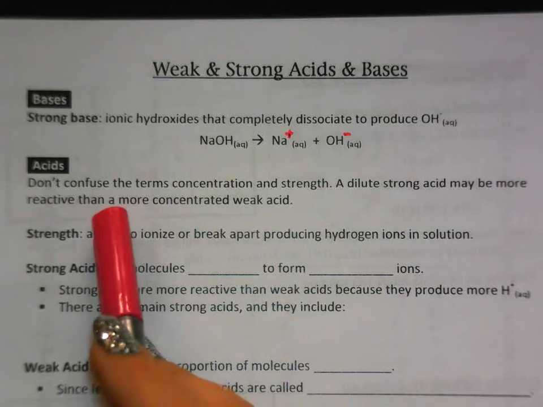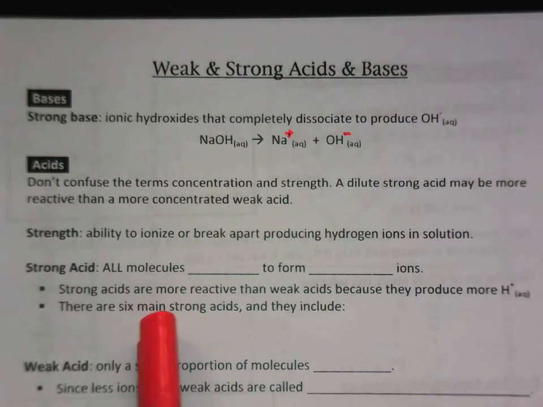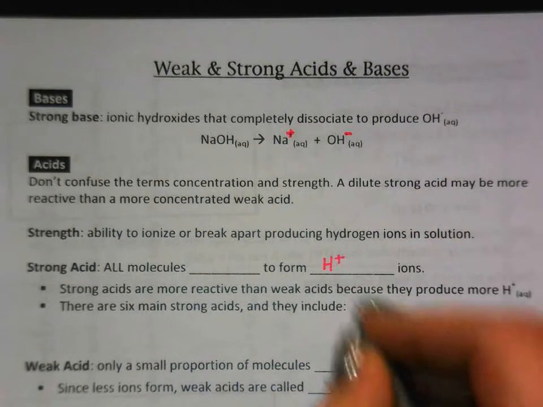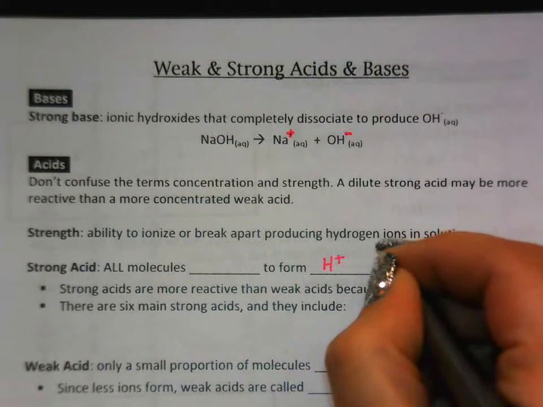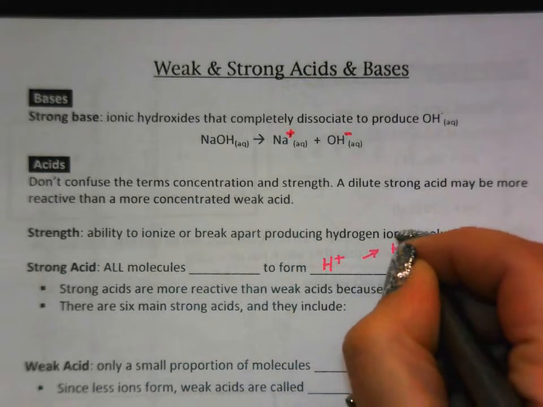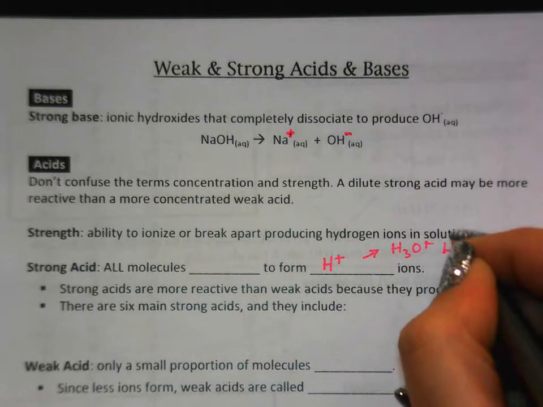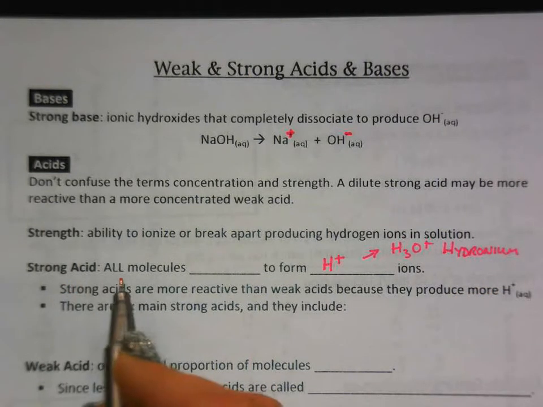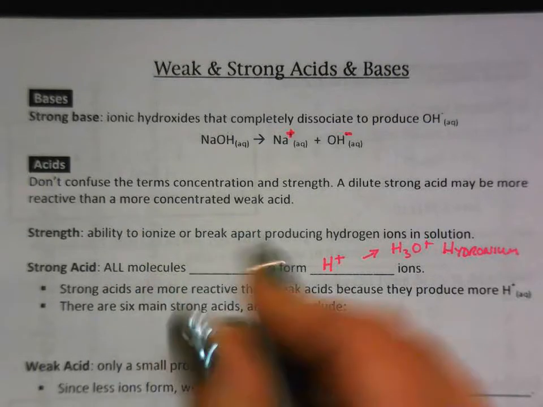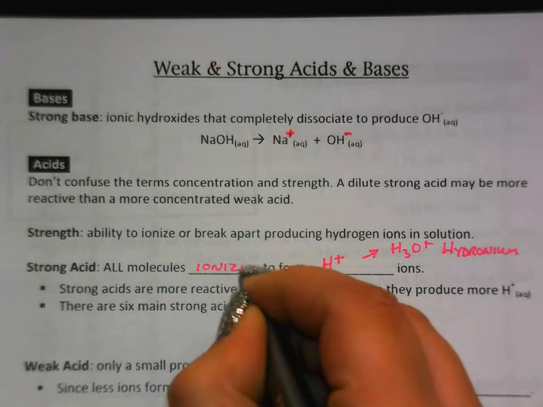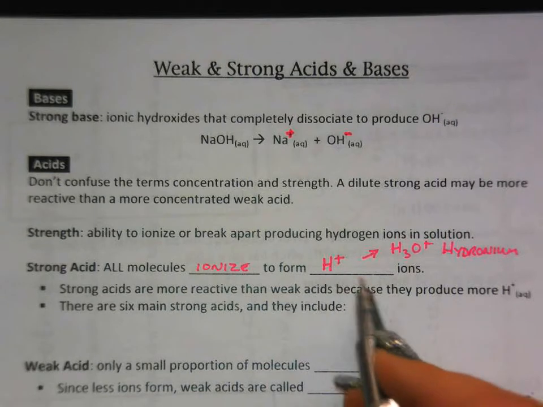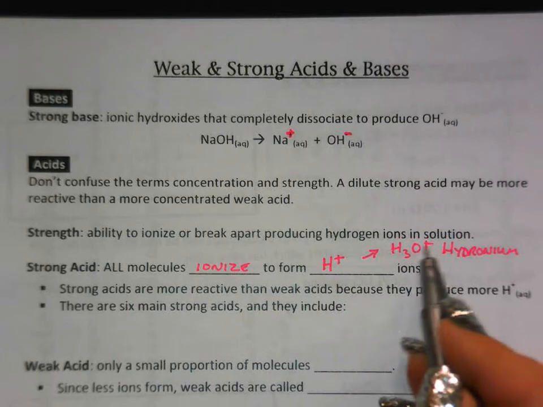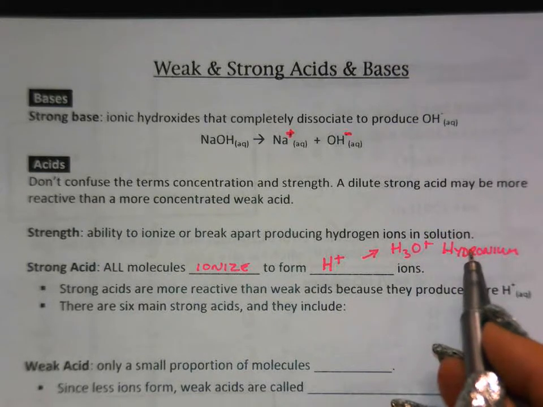An acid is something that dissociates to produce hydrogen ions. Really, this hydrogen ion is going to combine with a molecule of water and make H3O plus, the hydronium ion. But a strong acid is one where all molecules will ionize to form H plus hydrogen ions, and those hydrogen ions will go on to connect with a water molecule to make hydronium, H3O plus. Okay?